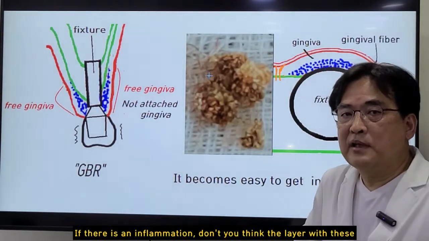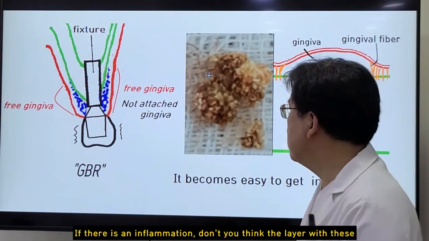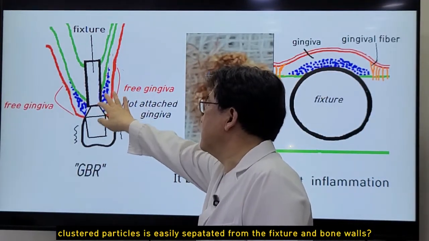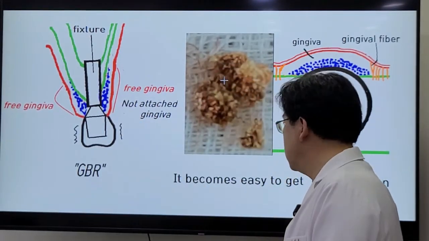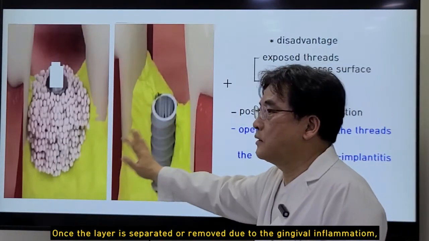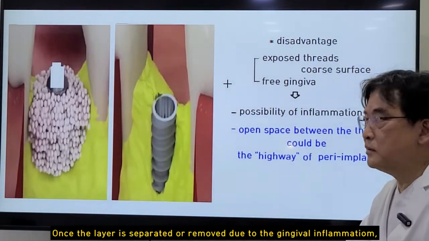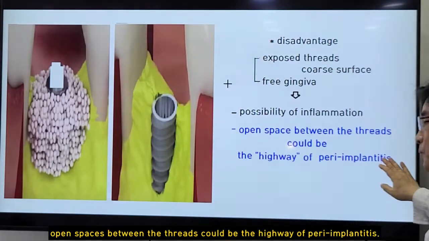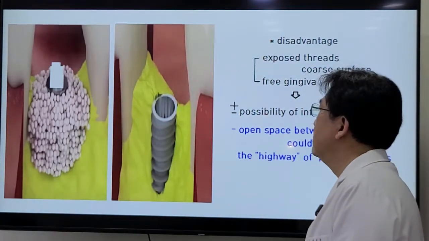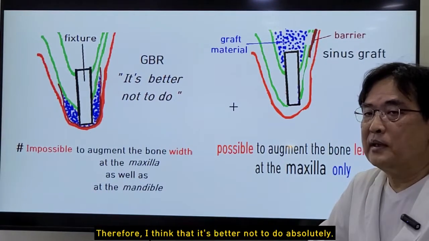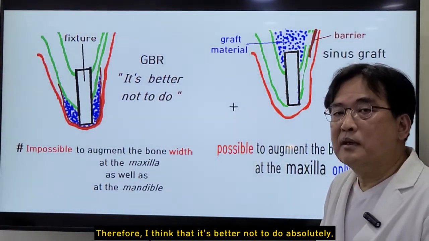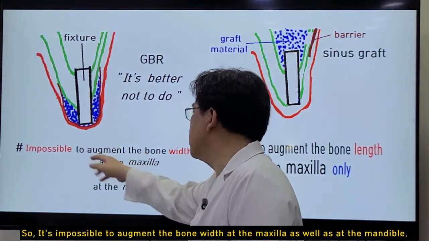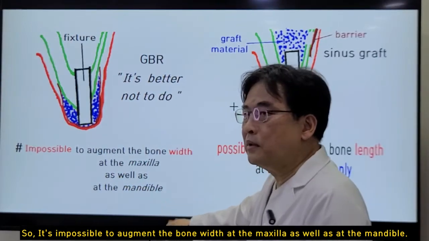If there is inflammation, don't you think the layer with these clustered particles is easily separated from the fixture and bone walls? Once the layer is separated or removed due to gingival inflammation, open spaces between the threads could be the highway of peri-implantitis. Therefore, I think it's better not to do it absolutely. So, it's impossible to augment the bone width at the maxilla as well as at the mandible.